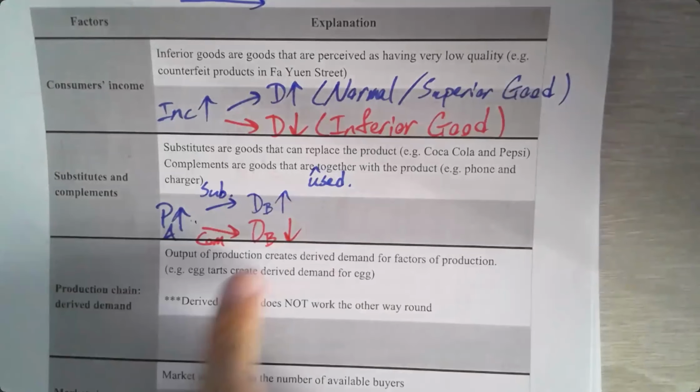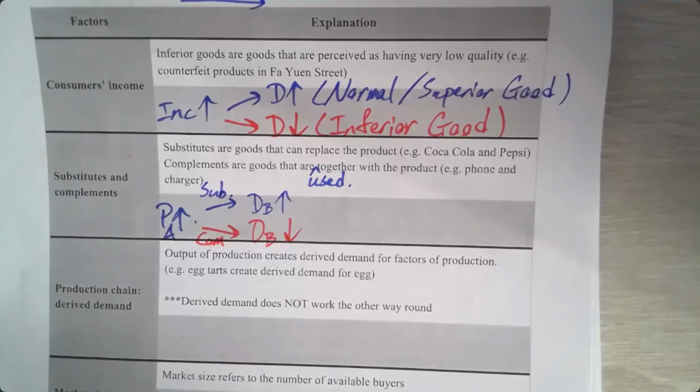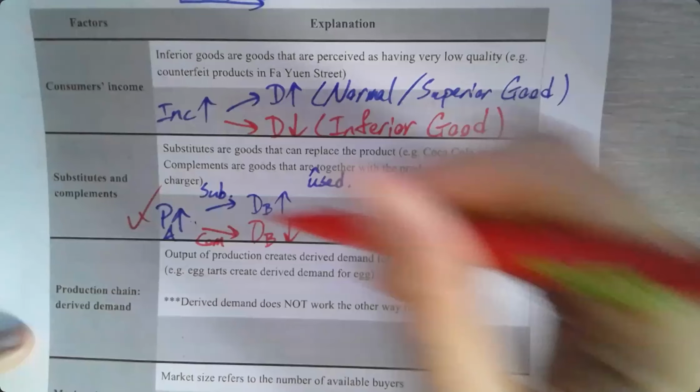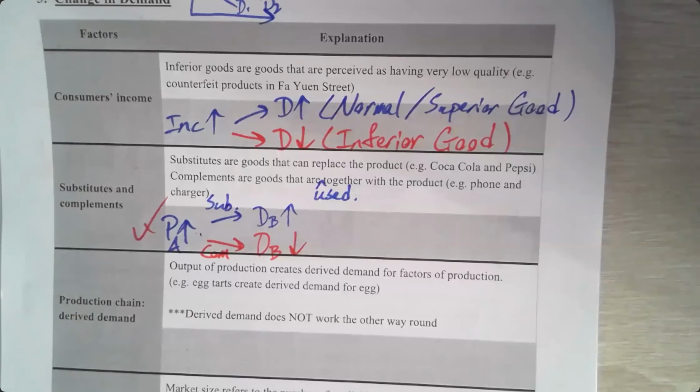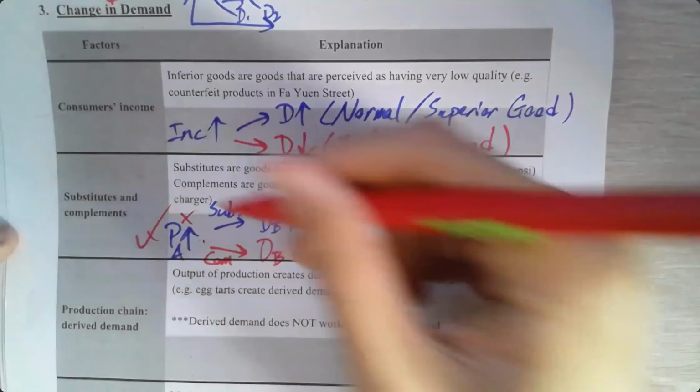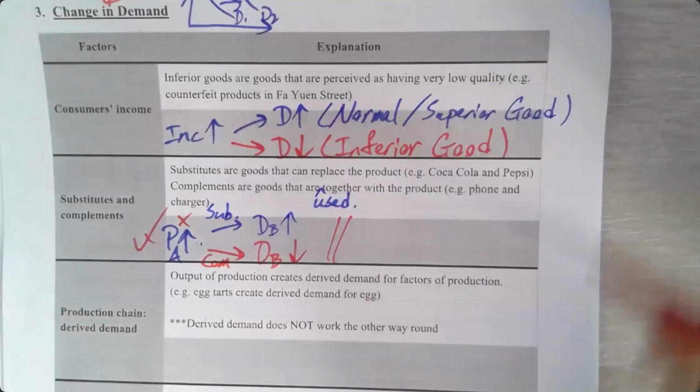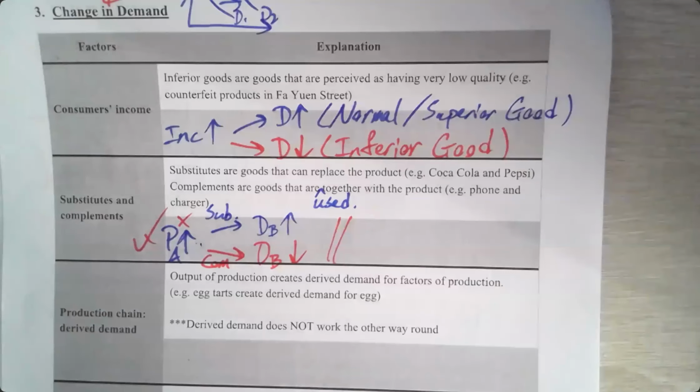Okay, now this is what the textbook says. But I think this is not a very good way. I'll put a tick and a cross here. This is not a very good way to represent this idea. I think the more correct way is that we should not use price, but instead we should use quantity.